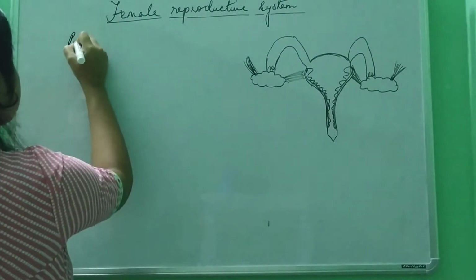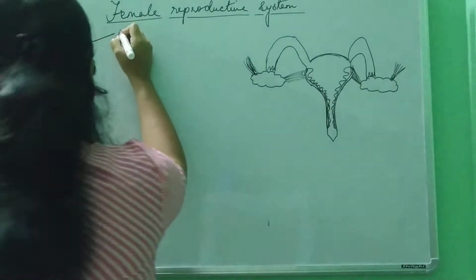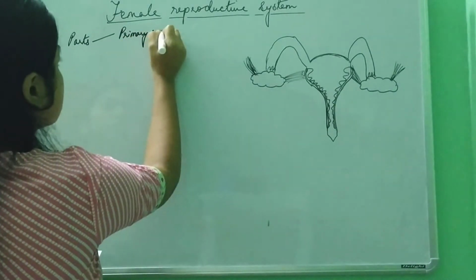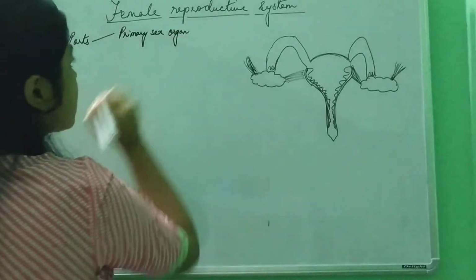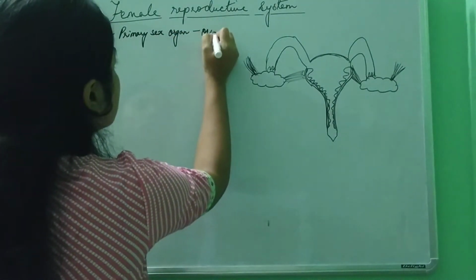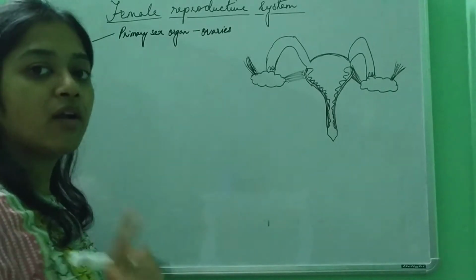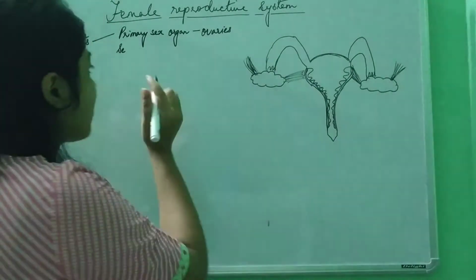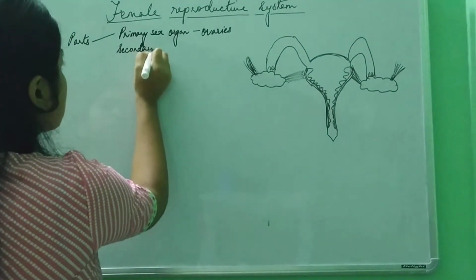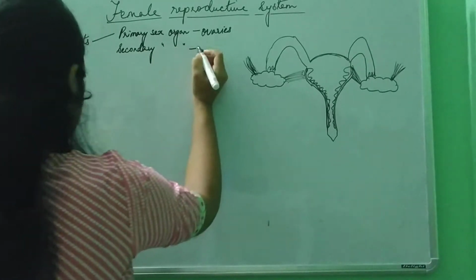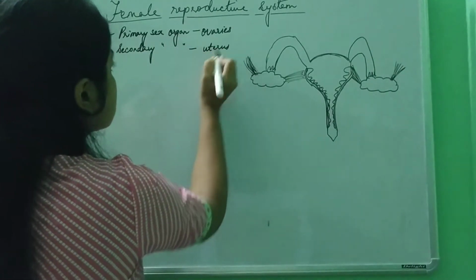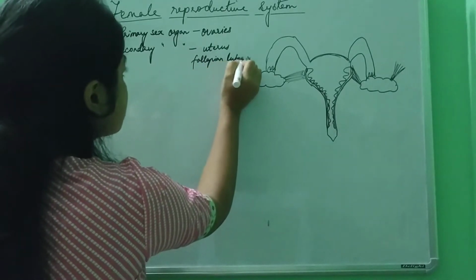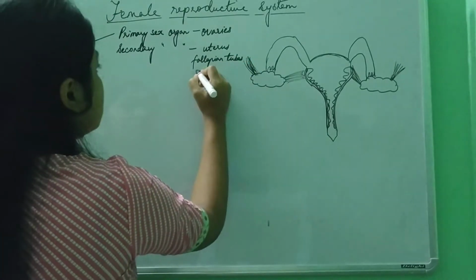So the three parts. The primary sex organ, which we know are the ovaries, one pair of ovaries. Then there will be organs which help the ovaries, those are secondary sex organs. So the secondary sex organs will be the uterus, the fallopian tube, two fallopian tubes, and the vagina.